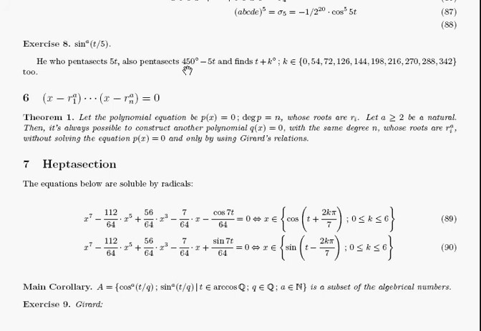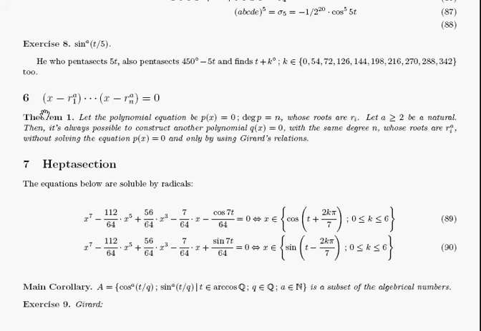72 minus t. t minus 72. 360 minus 72 is 288. Summed to 72 will give 360.